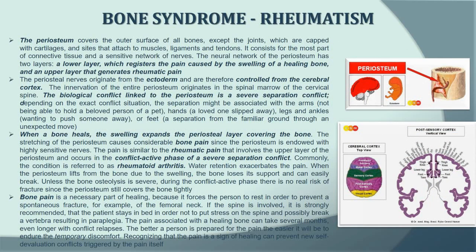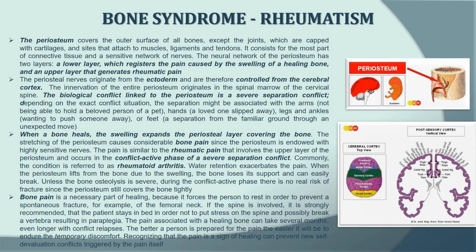Next up, the very widely spread bone syndrome known as rheumatism. What about rheumatism? Well, the periosteum covers the outer surface of all bones except your joints, which are capped with cartilages and sites that attach to the muscles, your ligaments and tendons. It consists for the most part of connective tissue and a sensitive network of nerves.